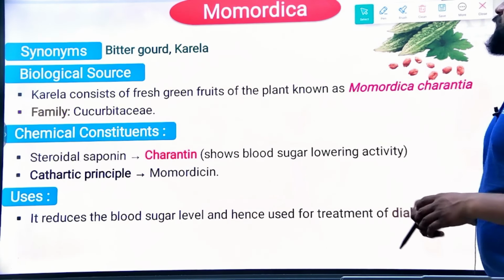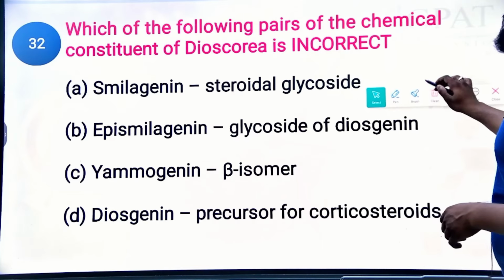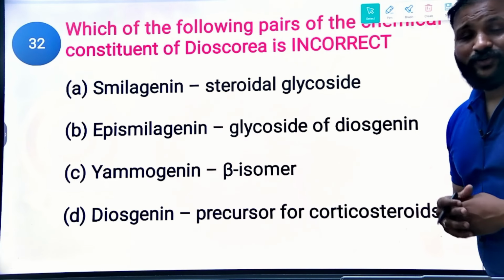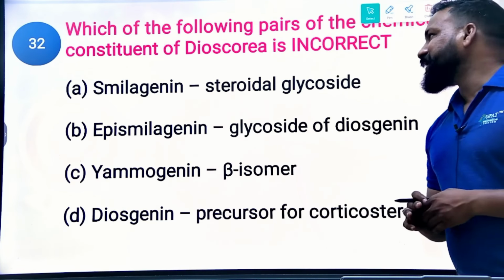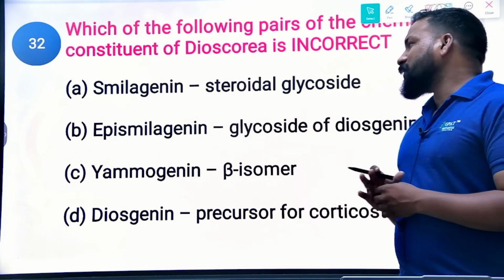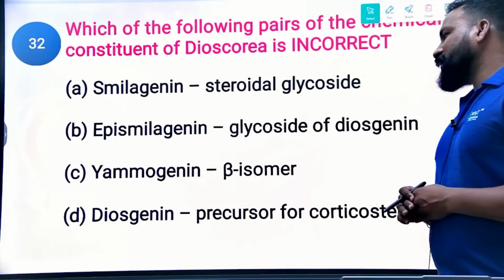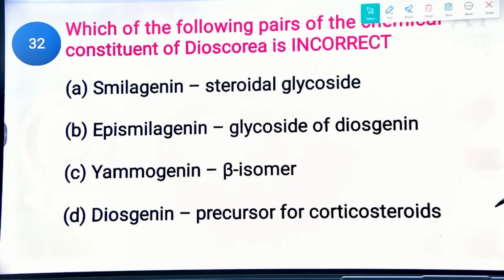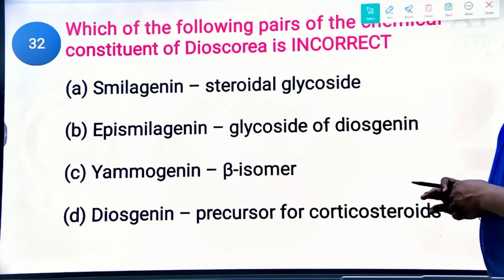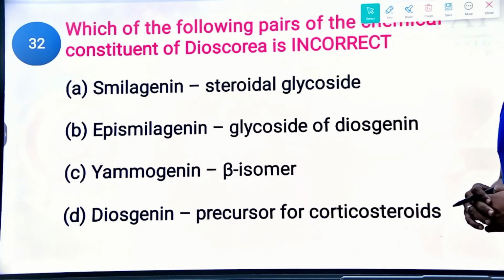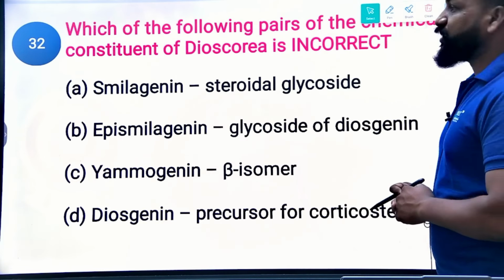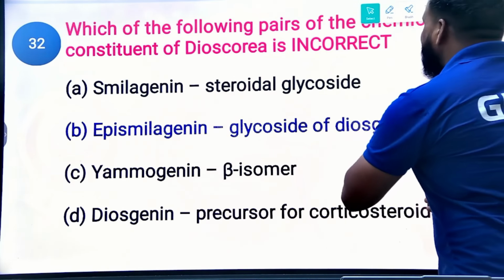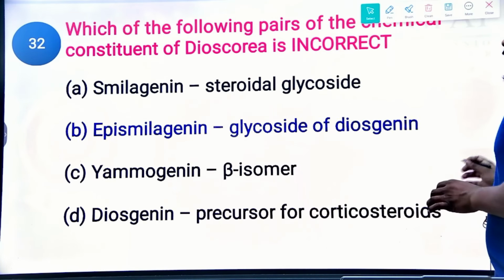Next, 32nd question. Which of the following pairs of chemical concepts of Dioscorea is incorrect? Smilagenin is a steroidal glycoside; epismilagenin is a glycoside of diosgenin; yamogenin is a beta isomer; and diosgenin is a precursor of corticosteroids. Which one is the incorrect match? Undoubtedly, epismilagenin is a glycoside of diosgenin. No, it is not at all.